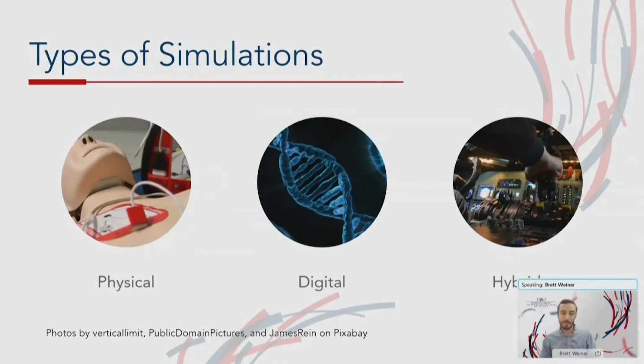So here we have different types or modes of simulations. We have physical, digital, and hybrid, and I'll be going into each of them. Physical, in this case, is a nursing simulation or a paramedic simulation. Digital, in the image there, is a genetic simulation. And hybrid is, of course, the flight simulation, which I'm going to be mentioning quite a bit throughout today.